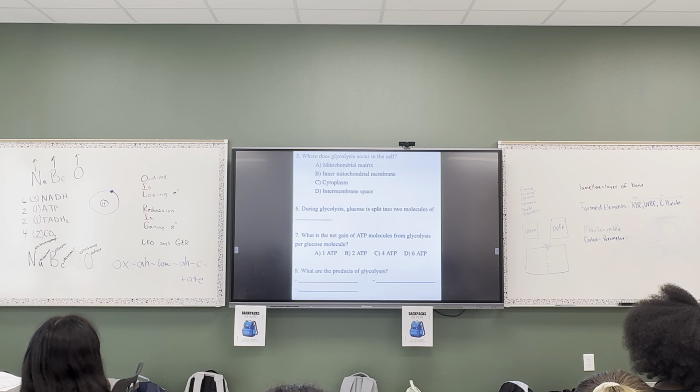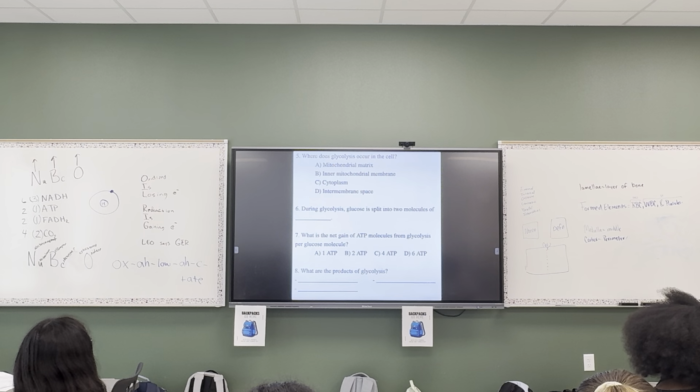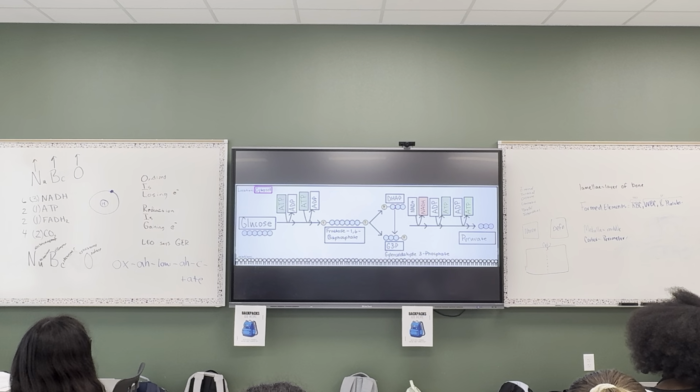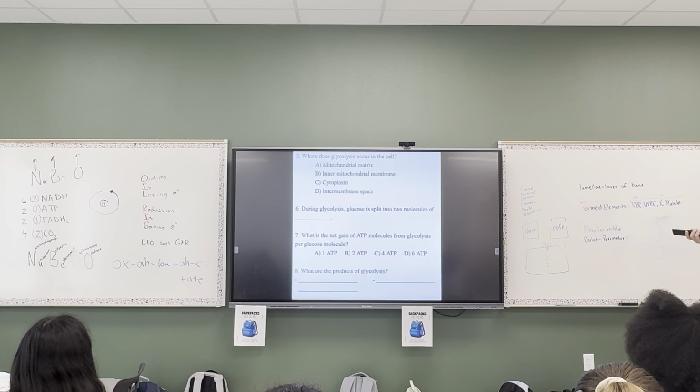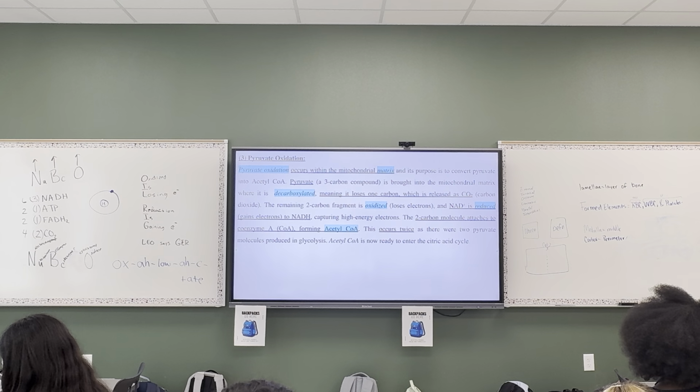Number 5 says, where does glycolysis occur? In the cytoplasm. If you look right here, if it's in the pink box, it's the cytosol. But cytosol and cytoplasm are the same thing. Number 6, during glycolysis, glucose is split into 2 molecules of pyruvate. Good. Okay, let's move on.